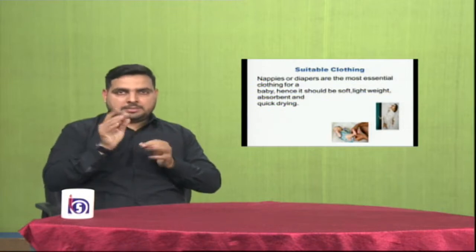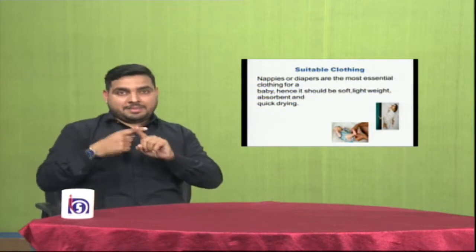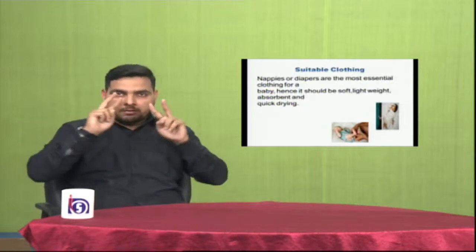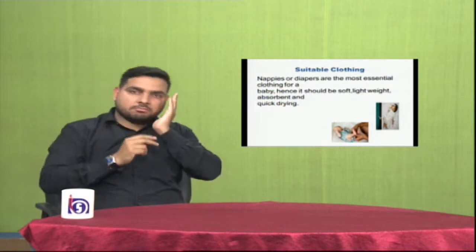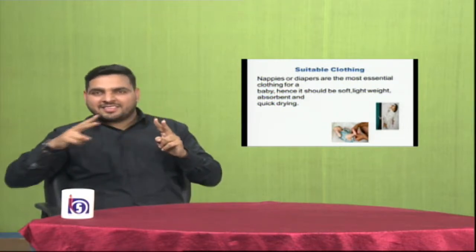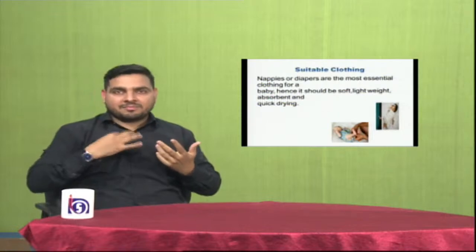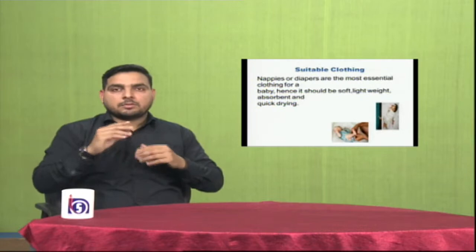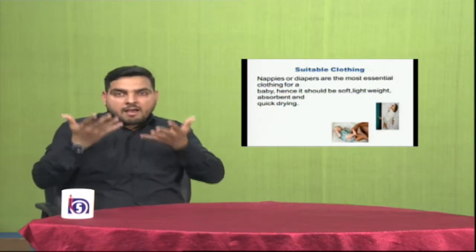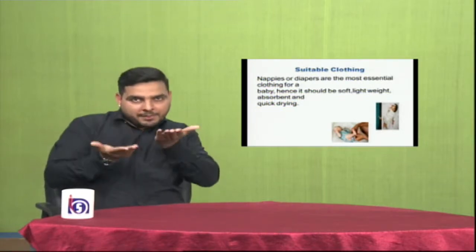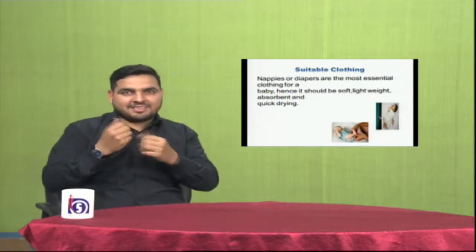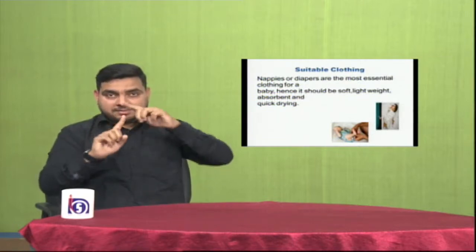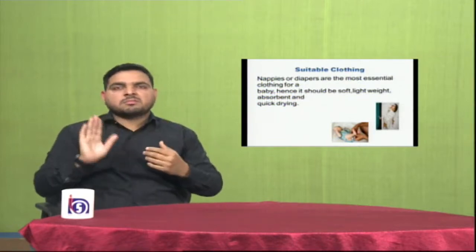Then comes, as I explained before, something related to clothing only. Nappies or diapers are the most essential clothing for a baby. Hence, they should be soft, lightweight, absorbent, and quick drying. The diaper and nappies should not be worn for a very long time, as they should be soft and comfortable.